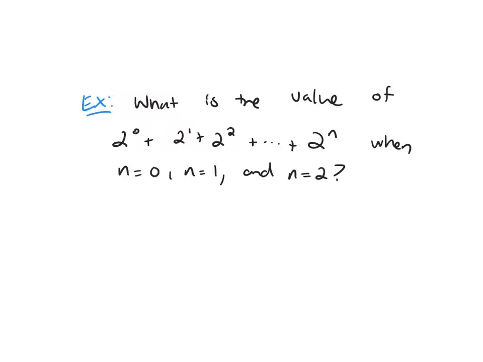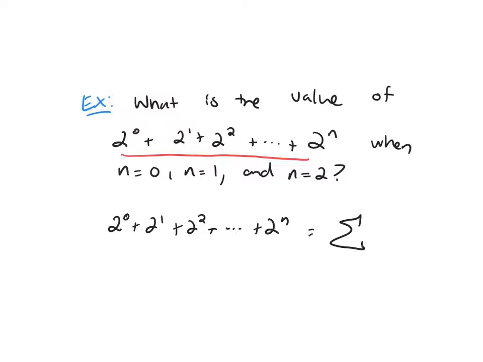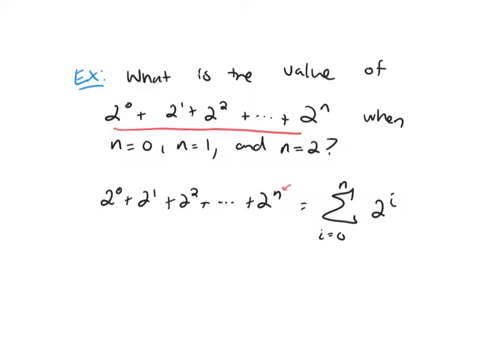So here, this is a summation, so I can write it in summation notation, right? 2 to the 0 plus 2 to the first plus 2 squared. These are all powers of 2, so my formula for my summation will be 2 to the i, and i is going to start off at 0. So my first term is 2 to the 0, and my last term is going to be n, because my last term is 2 to the power of n. From here, it's just asking me to plug in these values for n and compute the summation.